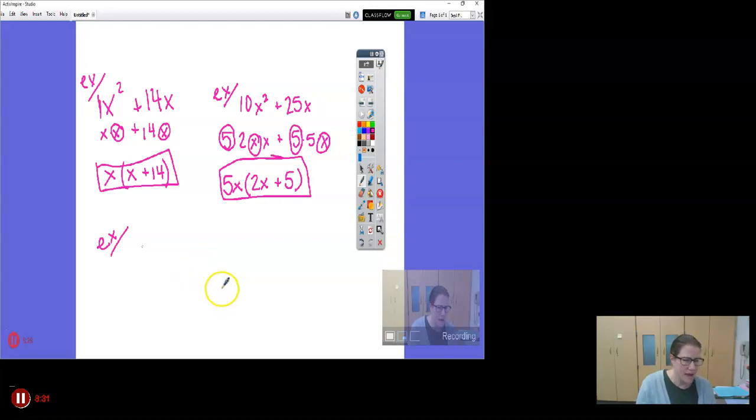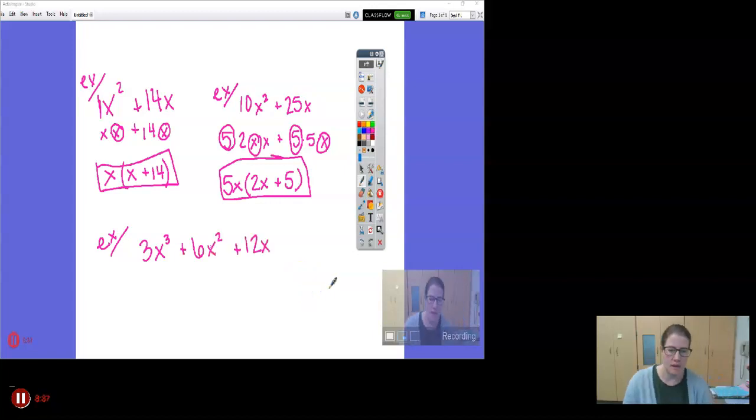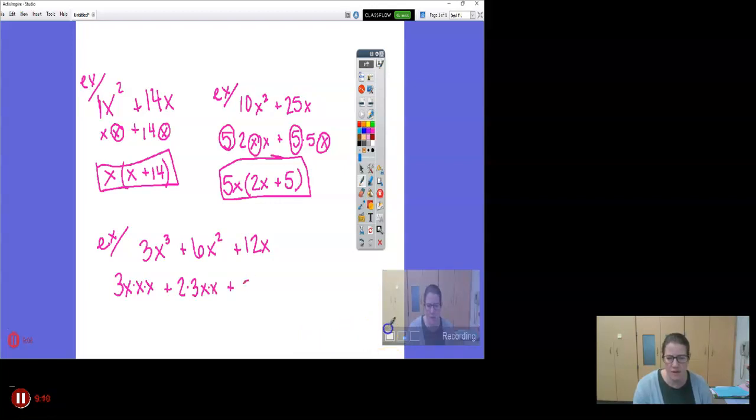All right, let's try 3x cubed plus 6x squared plus 12x. So we need to find the common factor between all three of these numbers, 3, 6, and 12. The greatest number that goes evenly into 3, 6, and 12 is 3. So I'm going to write this as 3 times x times x times x. And because 6 divided by 3 is 2, I'm going to write 6 as 2 times 3 times x times x. And 12 is 3 times 4 times x.